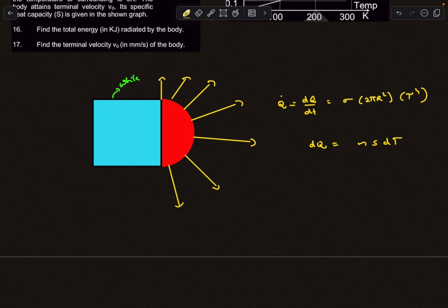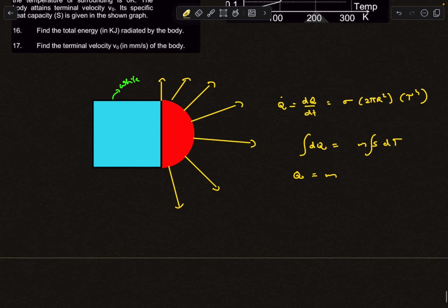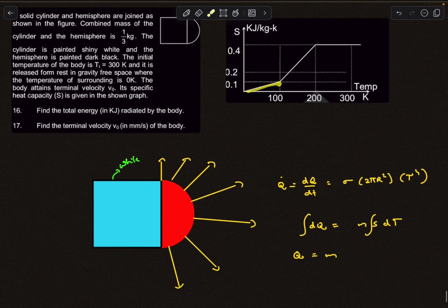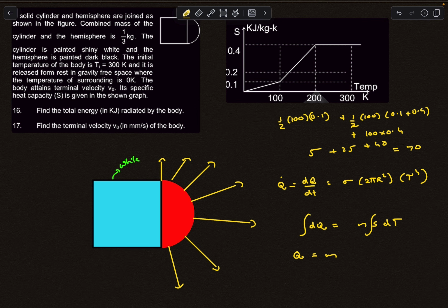From here, we can also figure out something. If I integrate this expression on both sides, then I can figure out the total heat transfer between the initial and final stages by just integrating this expression of s dT. And integral of s dT, if you observe, is just the area under this curve. Find the area under the curve, it comes out to be 70 kilojoules per kilogram.